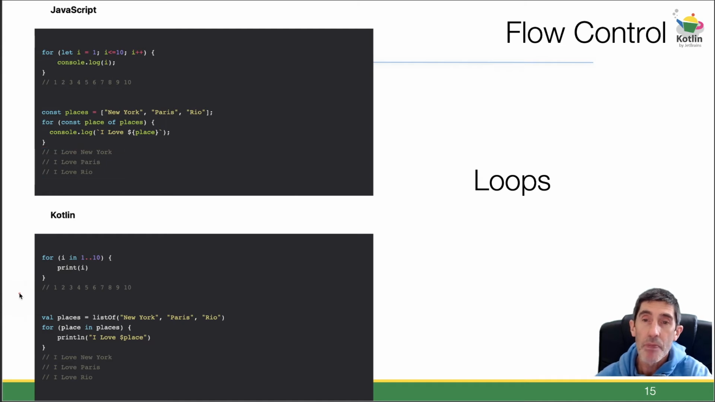To do the same in Kotlin, we can say something like this: for i in 1..10, print i straight away, much neater and much tidier. Same for the second one there, working with arrays. In this case, a list of, right? For place in places, println I love $place. So again, a lot neater, a lot tidier.